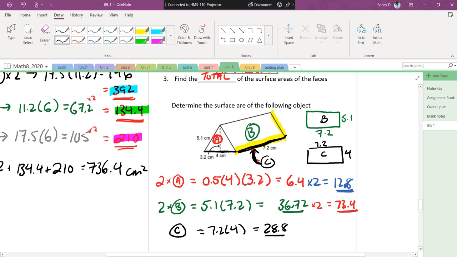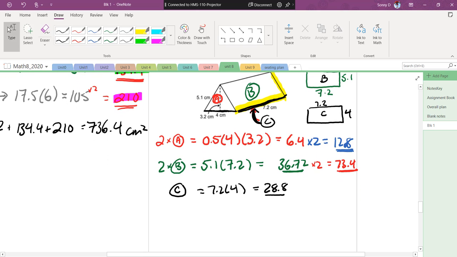And there we go. So now the total is all of our sides added together. So, oops, I didn't switch over. So we have this number, this one, and this one. All three we have to add together. So 12.8 plus 73.4 and 28.8. And what does that equal?